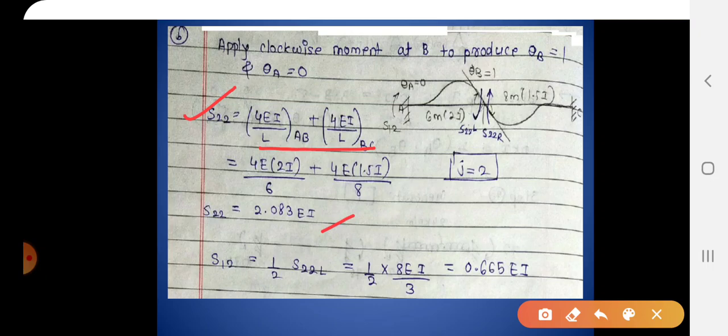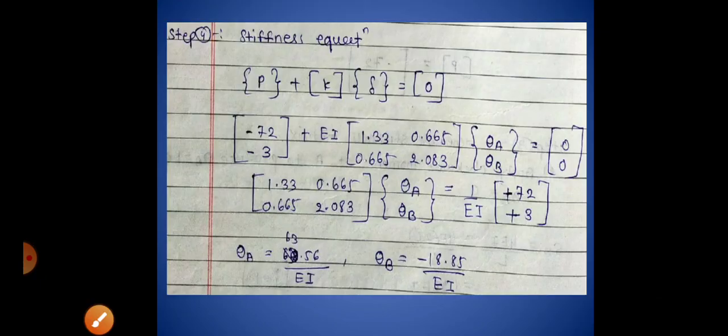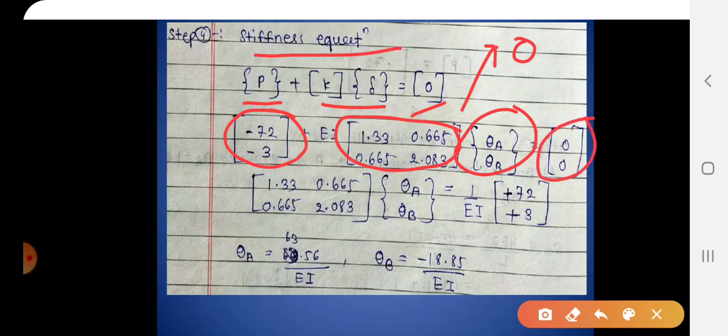Then S12, what will this S12 be? This will be half of S22L. Half of S22L, you will get this value. Now we have derived the stiffness matrix, EI taken outside. Now go to step 4, stiffness equation: P plus K delta equal to 0. This is PD. PD is again 0 because here there is no rotation of support and no sinking of support. So put the respective values of the P matrix, stiffness matrix, redundant matrix and 0 null matrix, and find out the value of theta A and theta B divided by EI.